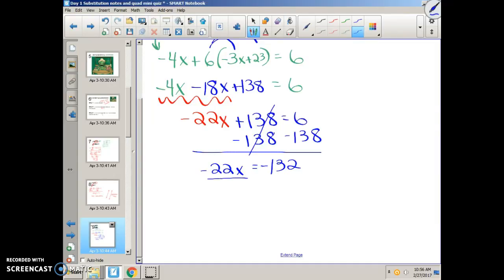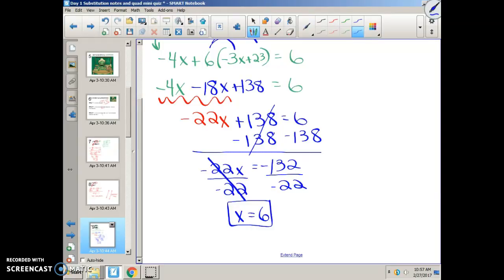Last step to get x by itself. Hopefully you're kind of getting the hang of it with the algebra steps. You should know how to do those. You should get either in your head or on your calculator that x is equal to positive 6. Make sure you keep it positive. If you change the sign, you're going to ruin the whole rest of the work.